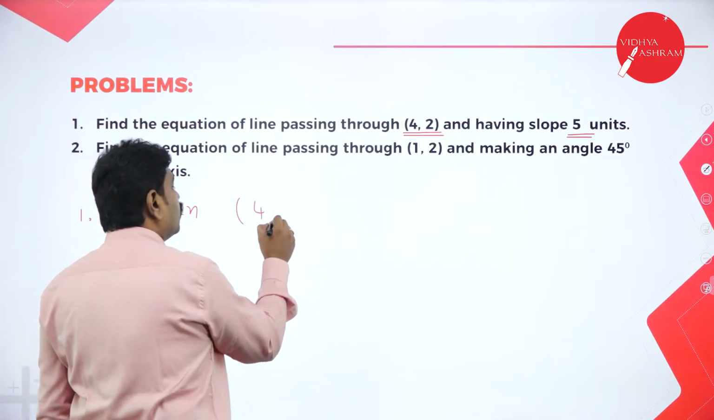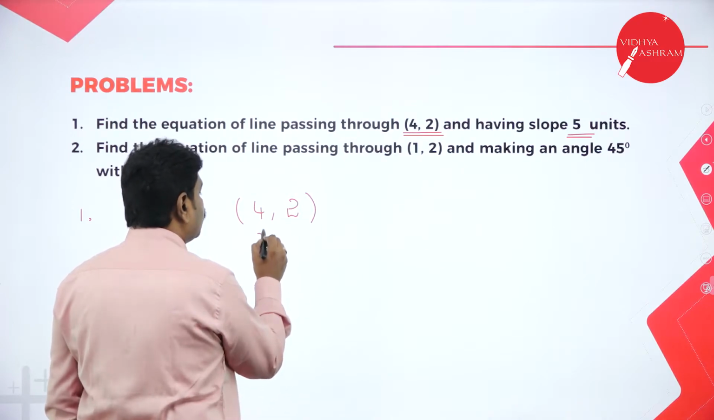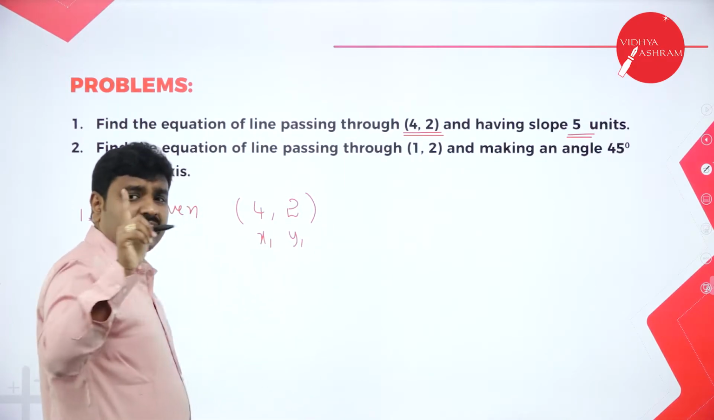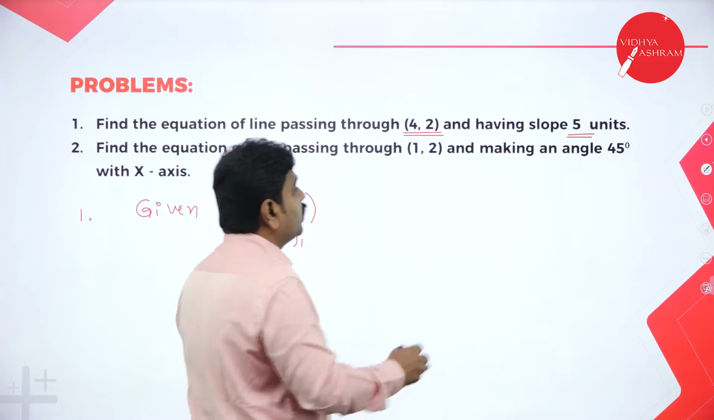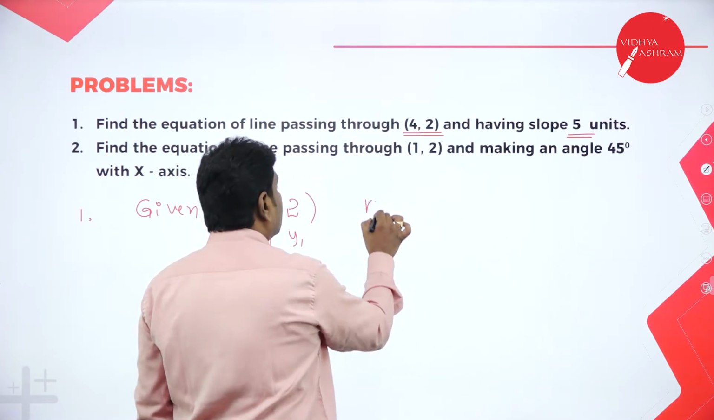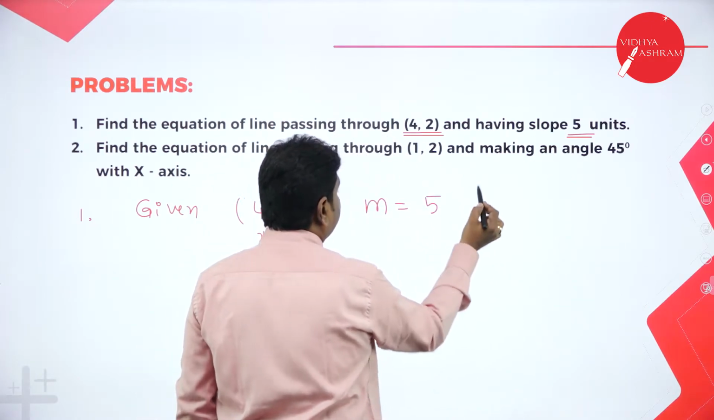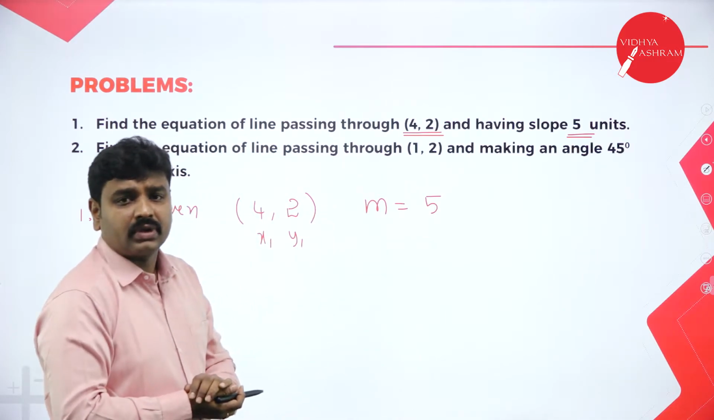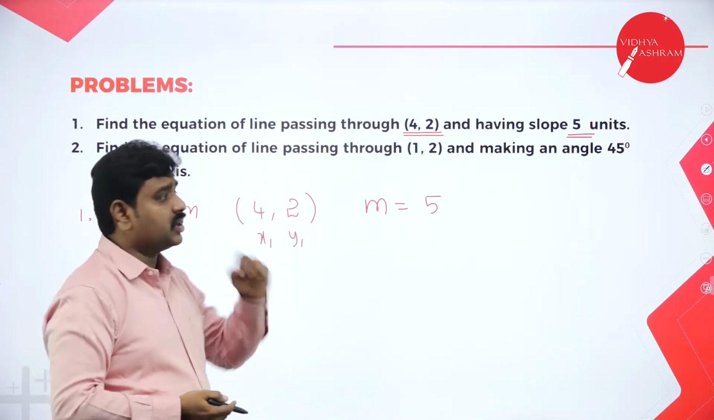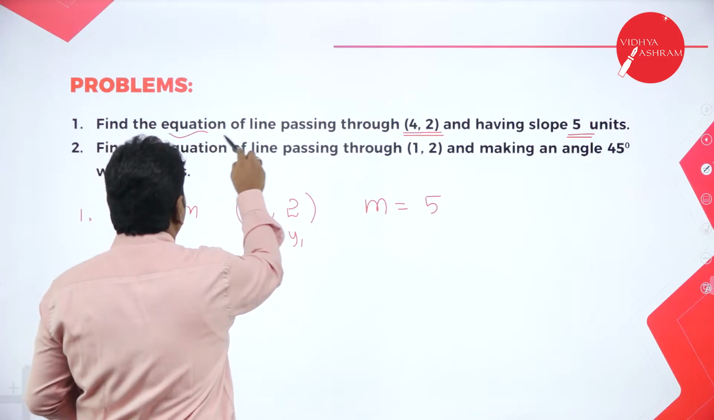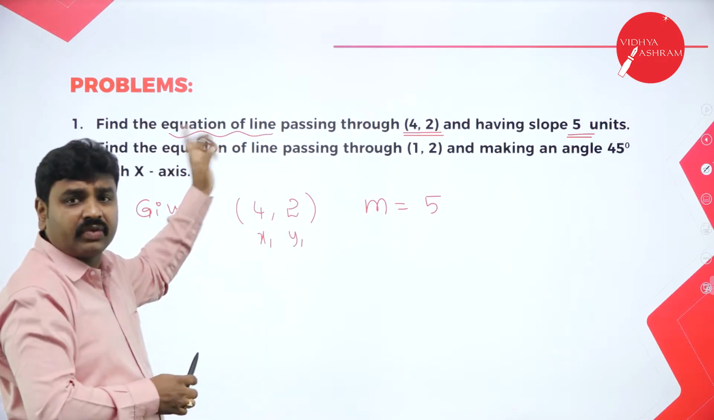A point on the line, they told. A point on the line, I call it as x1, y1. If they give one point, I call it as x1, y1. And they give slope 5 units. Slope is always symbolized by the letter m. These two are given. Point is given, slope is given. What do they want you to find? They want the equation of line.